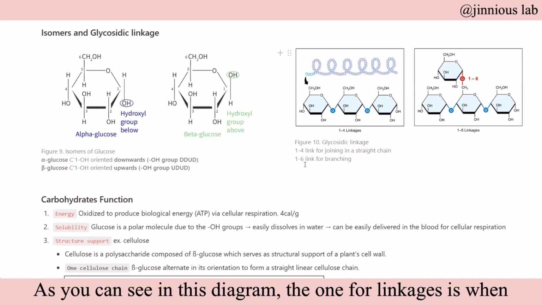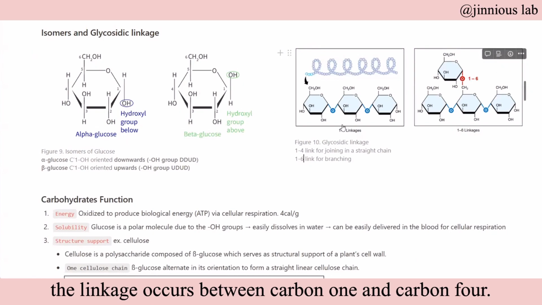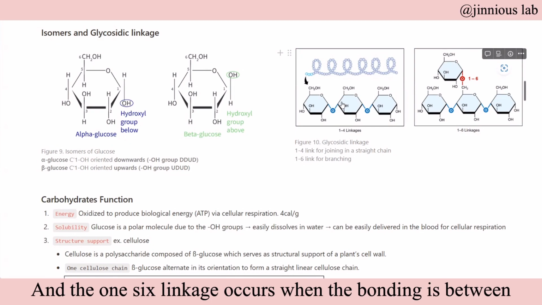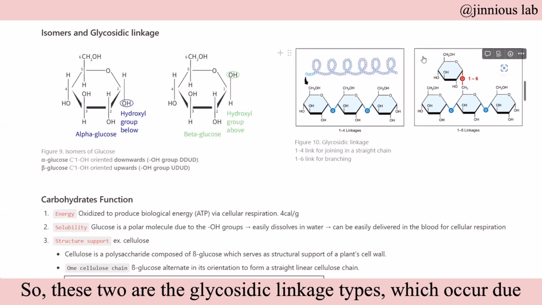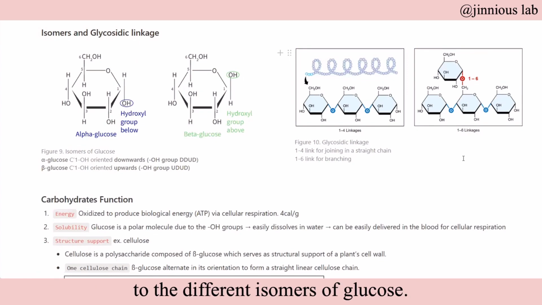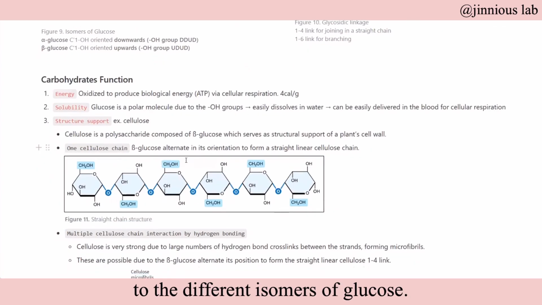As you can see in this diagram, the 1,4 linkage is when the linkage occurs between carbon 1 and carbon 4. And the 1,6 linkage occurs when the bonding is between carbon 1 and carbon 6. So these two are the glycosidic linkage types which occur due to the different isomers of glucose.